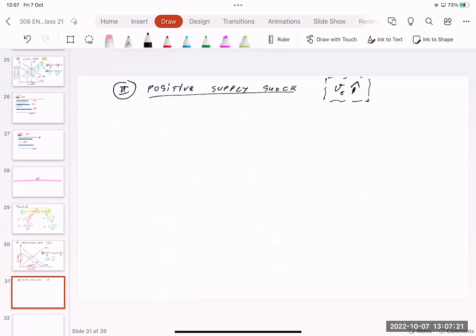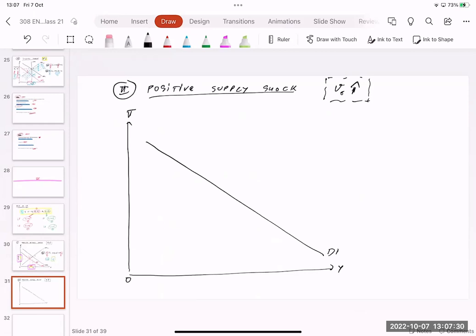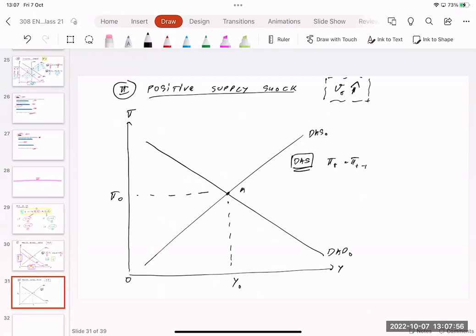Okay, VT going up. So I'm gonna write down the graph over here. We have Y and pi. I have the AD at time 0. I have the AS at time 0. Equilibrium point A. This is Y0 and pi 0. Okay, positive supply shock, VT, increasing. This happens in the DAS equation. Okay, DAS equation: pi T equals pi T minus 1 plus phi (YT minus YT bar) plus VT.